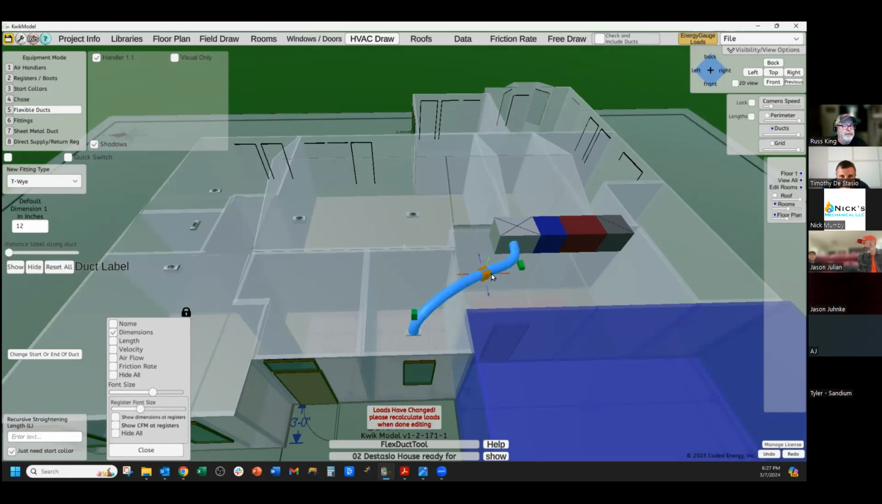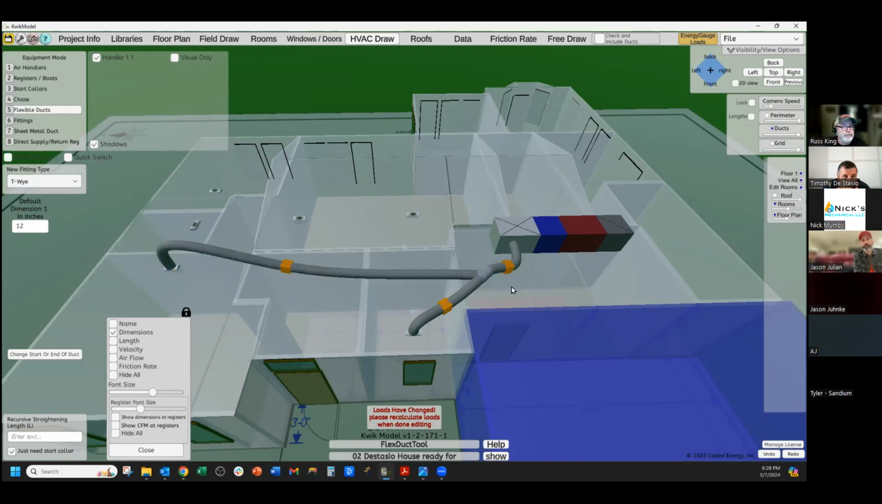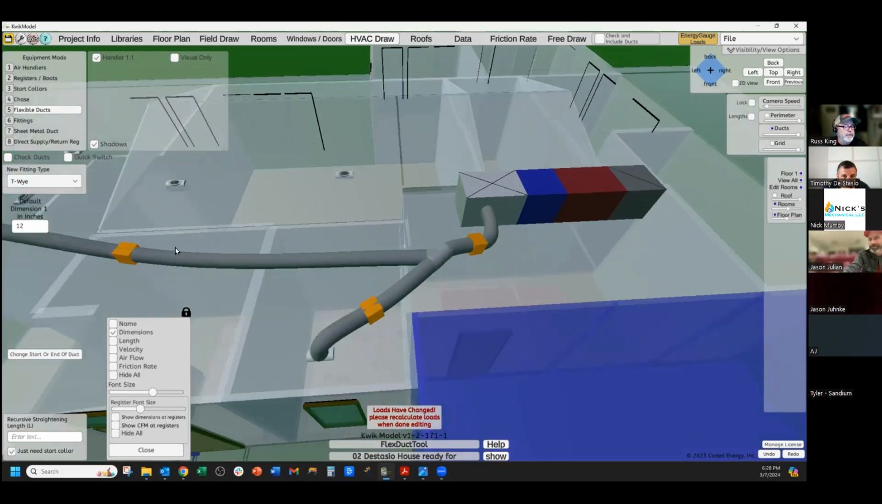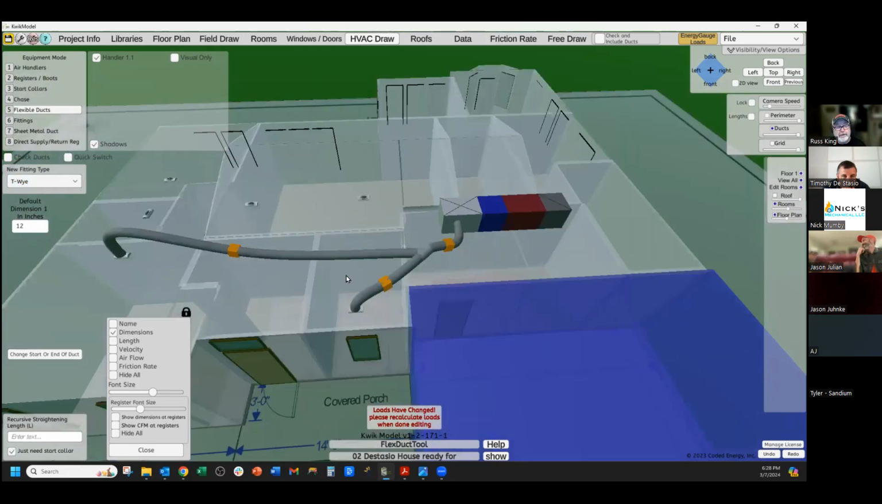You can move it around. And then that little yellow handle, if I hit enter, it's going to turn into a fitting, and the fitting that it will turn into is whatever is shown over here where it says new fitting type. So it currently says TY, which is what I want. So if I hit enter, it's going to turn into a TY, and then I can just extend that out over there. So now I've got the duct coming out and going to a TY like that. Okay, so that's how you draw flex ducts.